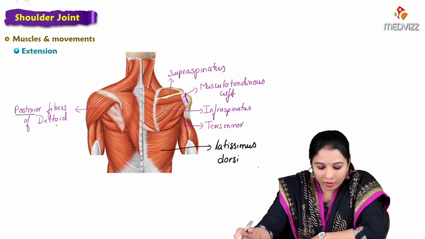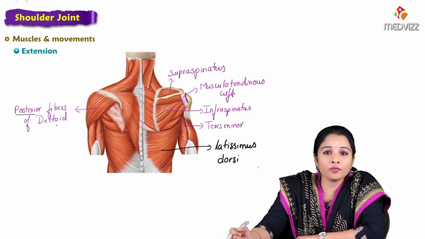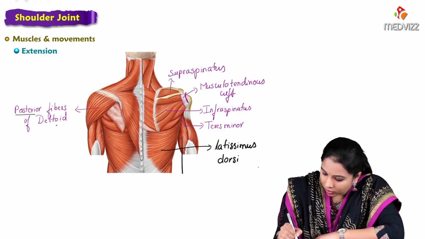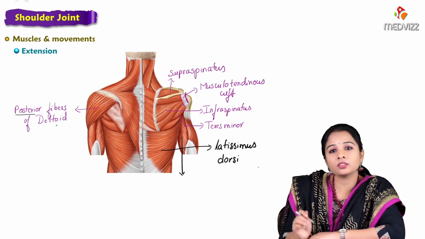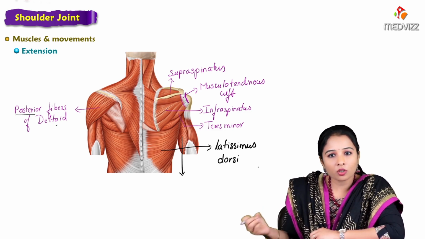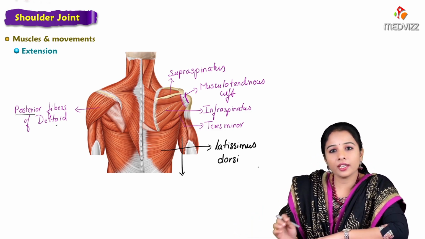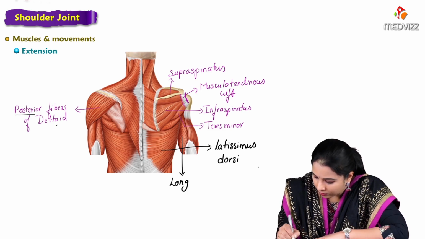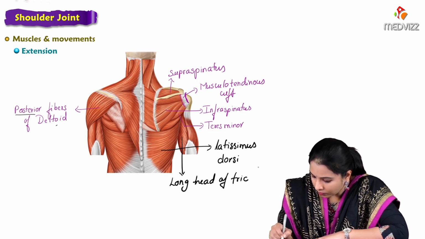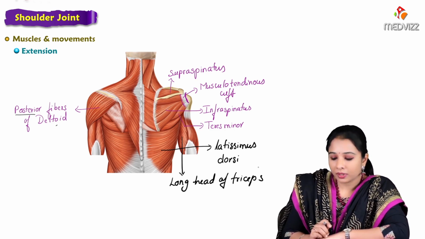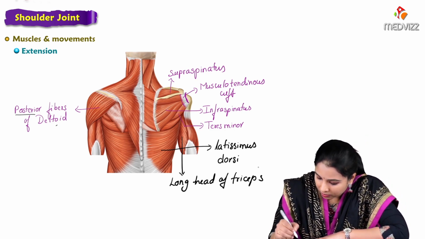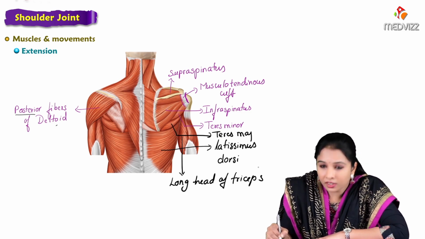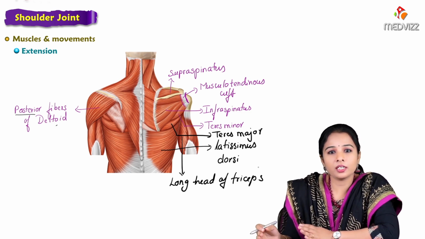extension. And apart from these two muscles, the long head of triceps brachii. So here is the triceps long head. Because the long head of the triceps brachii gets origin from the scapula and it crosses the shoulder joint, it aids the extension of the shoulder joint. And teres major muscle. So here is the teres major muscle. So these are the muscles which help in the extension.